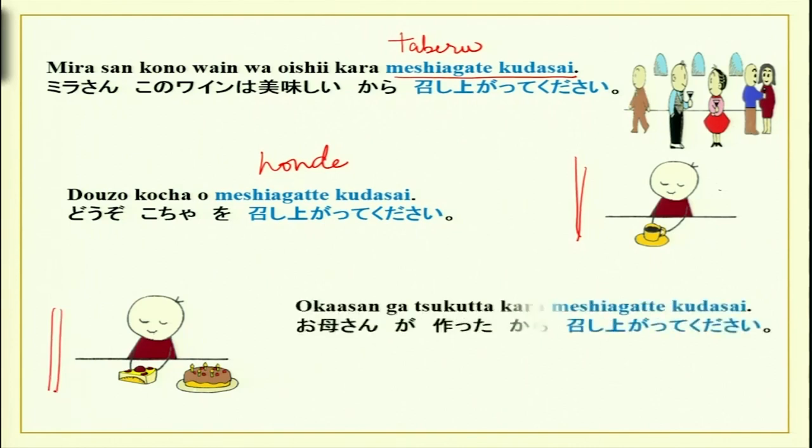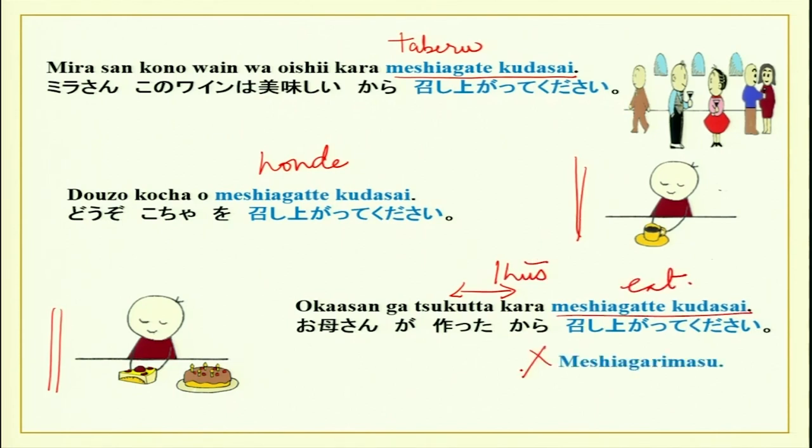So, you can see, okaasan ga tsukutta kara. She has made this, thus, meshiagatte kudasai, please eat. Now, will you say that okaasan ga tsukutta kara watashi wa meshiagarimasu? Why will you not use meshiagarimasu? Because meshiagarimasu is polite.